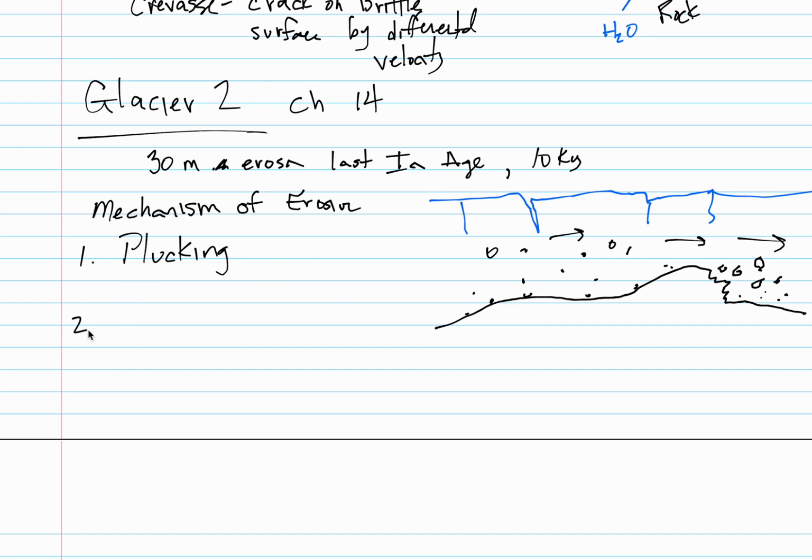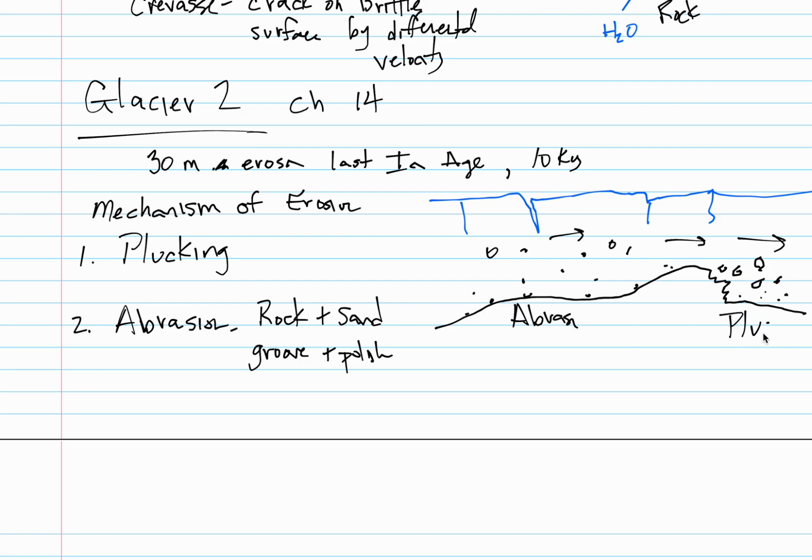and 2 is abrasion. Abrasion is the easier one to picture. This is like sandpaper, but it is rock plus sand that's in the ice, held in the solid ice. They just groove and polish the rock that they're riding over. And that's what's going on here. This is abrasion. And over here we have plucking.